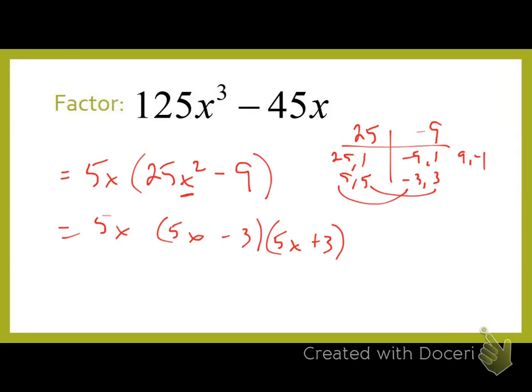But I want you to notice something else. What's the square root of 25? Well, it's 5, right? What's the square root of 9? Well, it's 3, right? The square root of 25 and 9 are 5 and 3, and those are the numbers that we use in our binomials. There is a trick to this.